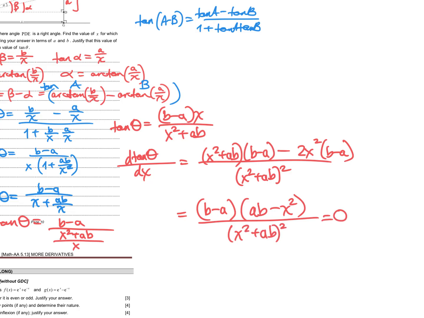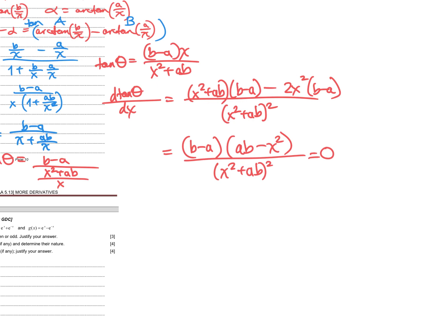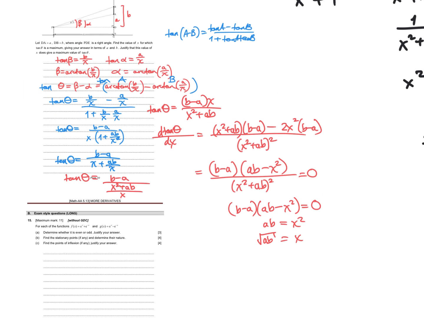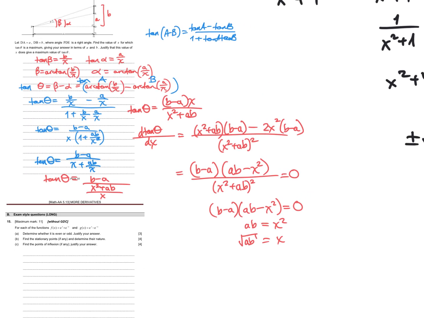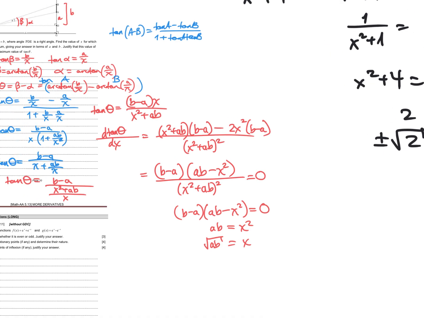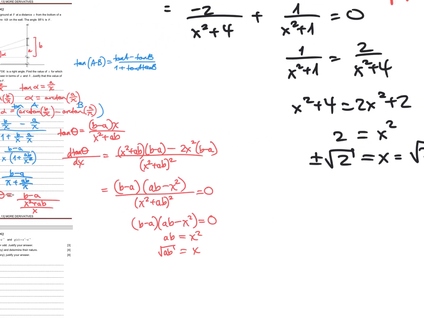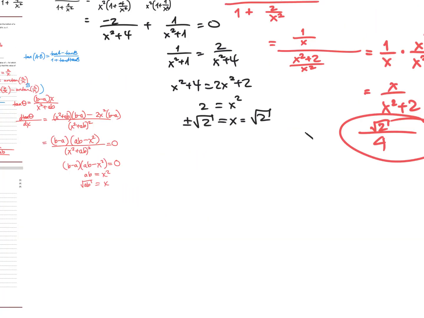So if we set that equal to 0, cross multiply, and then we'd have B minus A, which is just a constant. So that goes away when we would divide it. So AB equals x squared. So x is root AB, because we take the positive. Okay. Now we need the second derivative of tangent. Okay. All right, so we are doing the second derivative of tangent with respect to x.